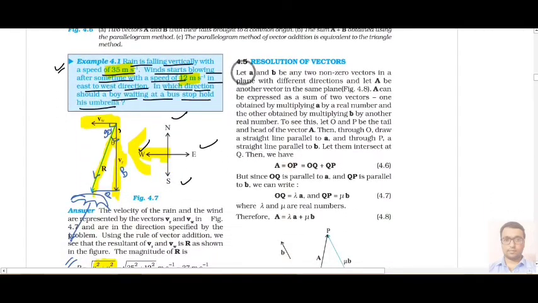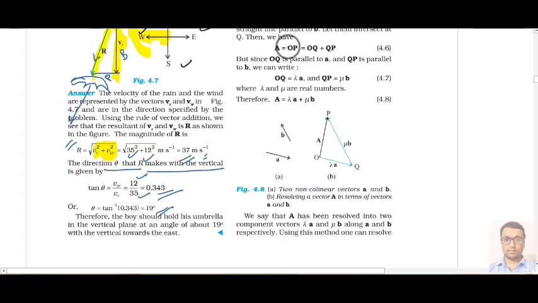Next thing we have is resolution of vectors. How to resolve any given vector? Here you can check that we have two vectors, small a and small b. So any given vector can be expressed in the form of vector small a and vector small b.